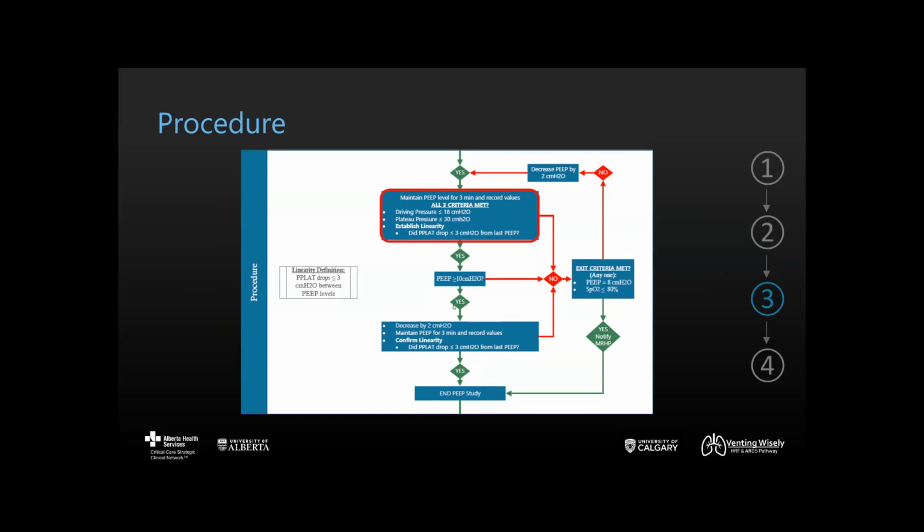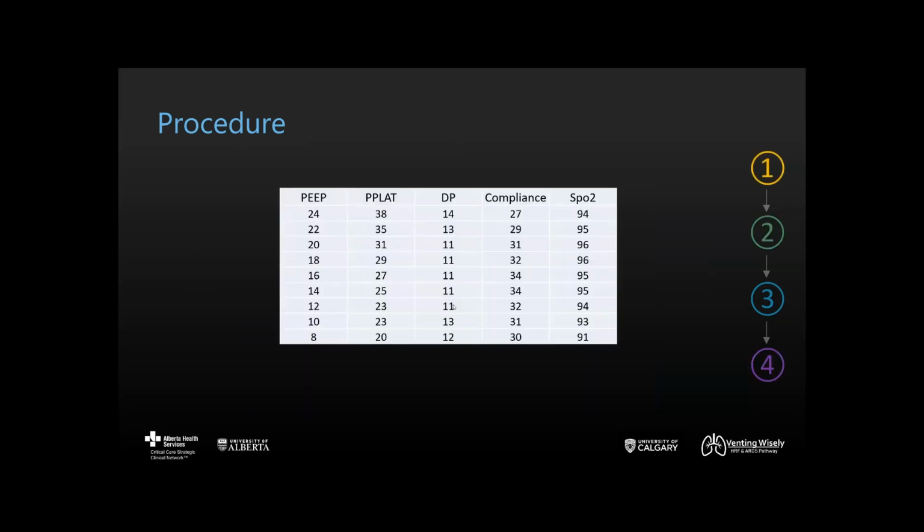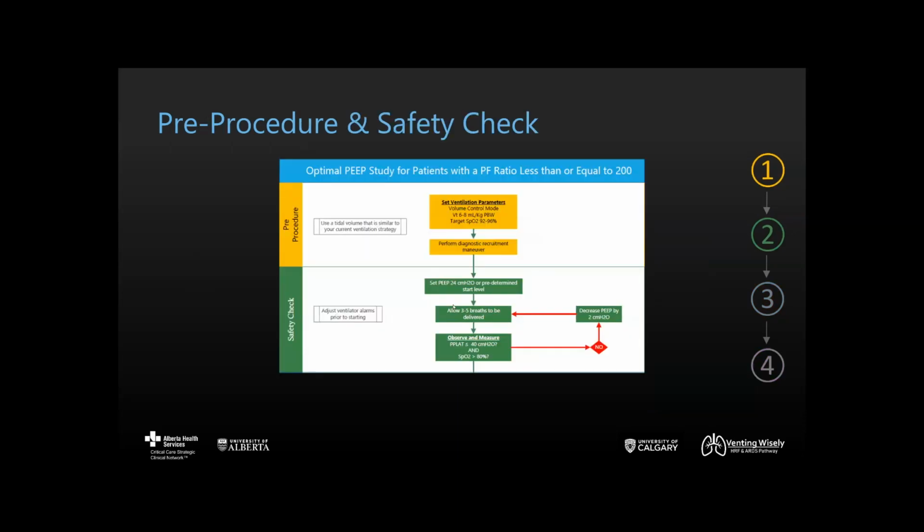Now, what is linearity? We have defined linearity as a pressure drop in plateau pressure of less than or equal to 3 centimeters of water between PEEP levels. We will use this optimal PEEP study table as our example.